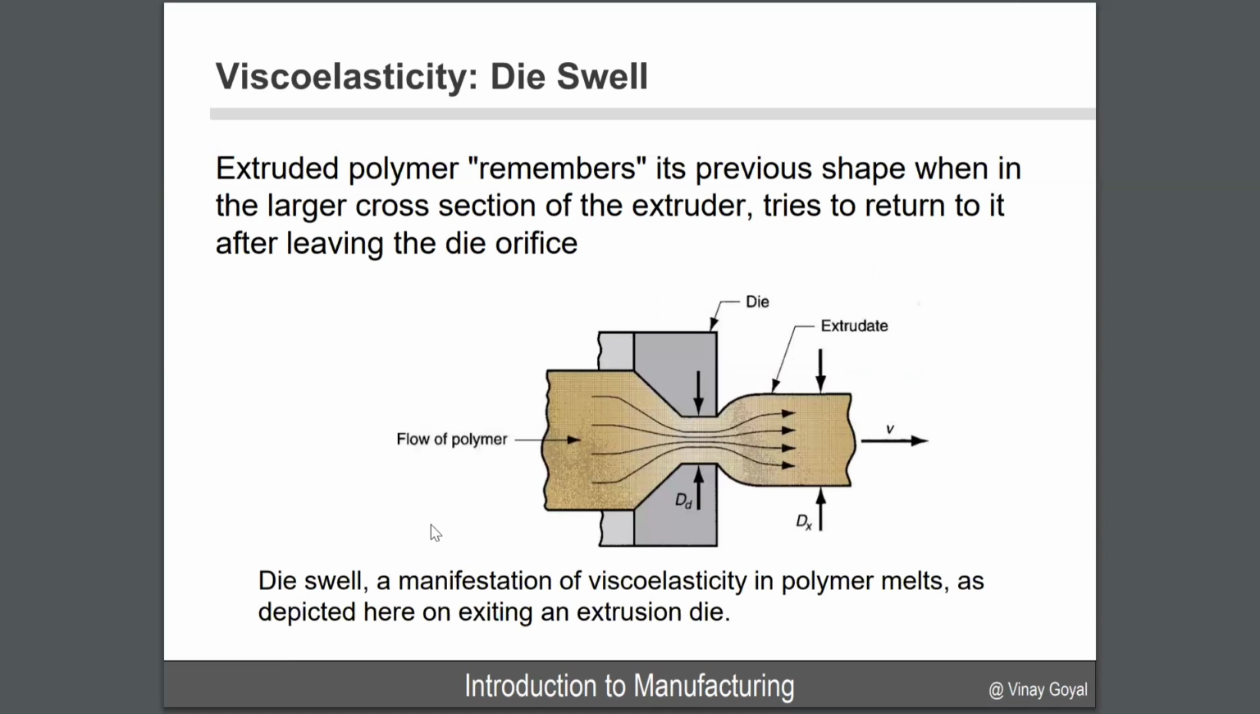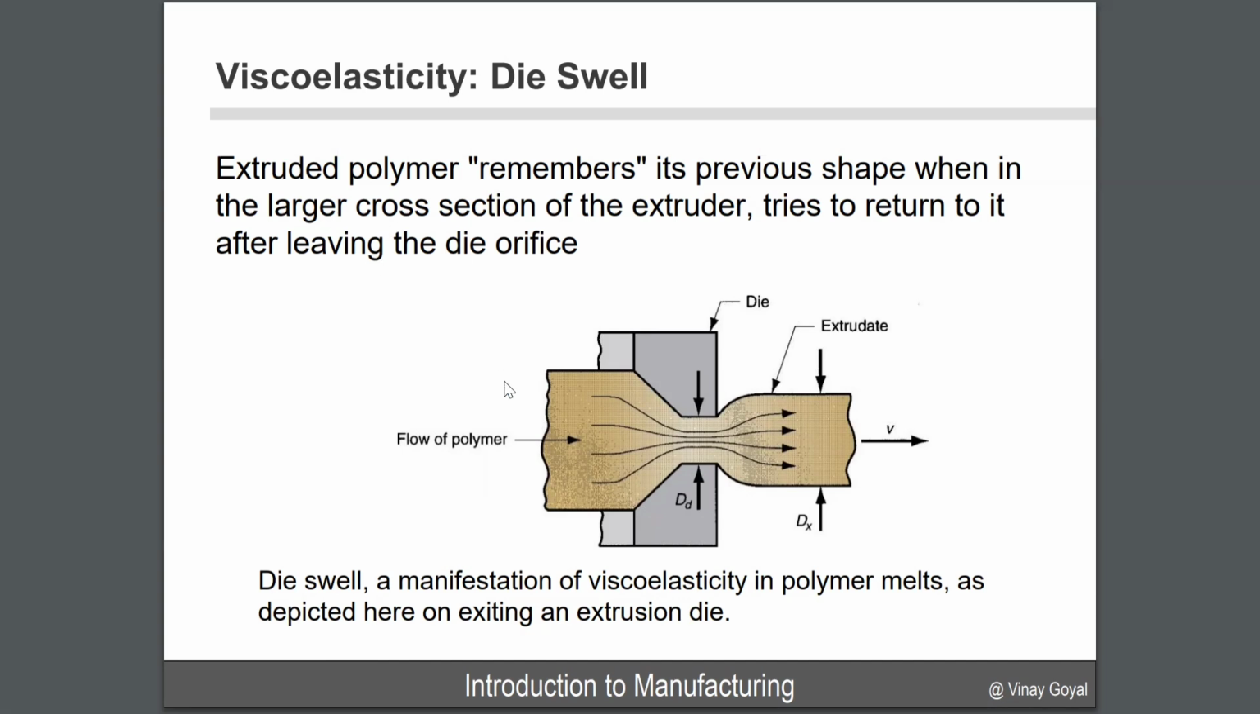So let me show you an example visually of a die swell. You have the flow of polymer, this is your polymer, and this is your metallic die, could be metallic, in this case I'll say it's metallic. And the cool thing about viscoelasticity is that polymers seem to have memory in them. That's because of the polymeric chains that are formed. Those tend to have some memory in the way they behave.